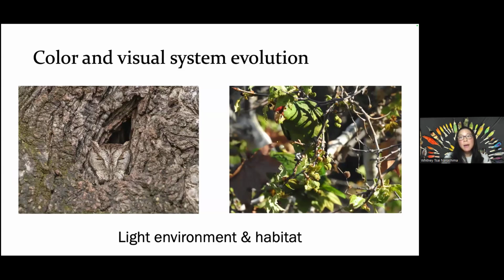Light environment or habitat may also play an important role in color and visual system evolution. Plumage coloration can be really useful for camouflage. And while a lot of birds camouflage by being the color brown to blend in with things like tree trunks or dirt and leaf litter or rocks, another way that birds can camouflage is to be really brightly colored.